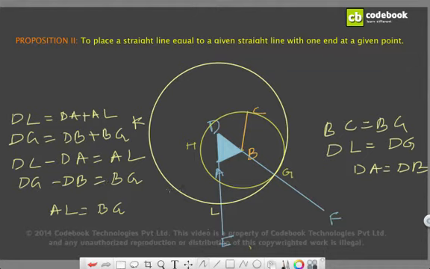But we know that BG is equal to BC. So again, applying Euclid's axiom, if two things are equal to the same thing, then those two things are equal to one another. AL is equal to BC. So now we have drawn a line segment AL whose length is equal to BC with A as one of its endpoints. So that's Euclid's second proposition.